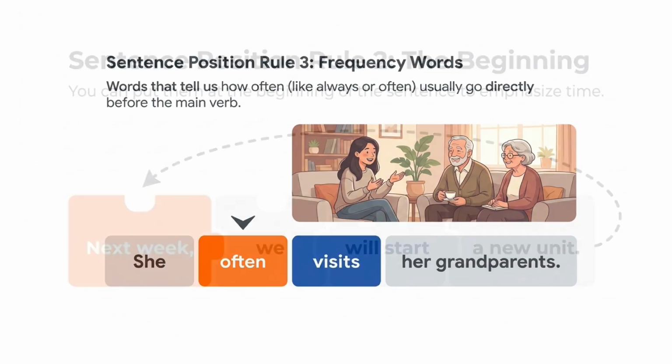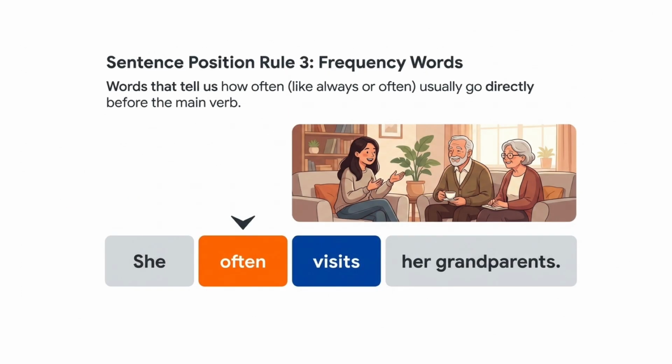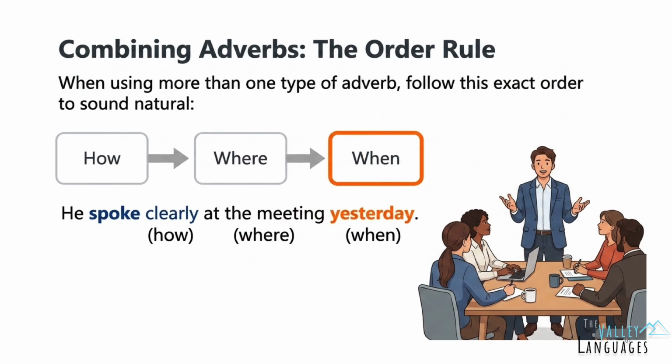Now, there's a special case, a group of words that play by their own rules. These are your frequency words, things like always, often, sometimes, never. These little guys have a special spot. They almost always squeeze in right before the main verb. For example, she often visits her grandparents. You try putting often anywhere else and it sounds a bit clunky.